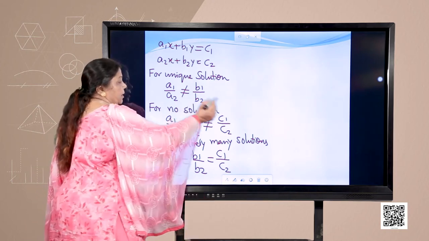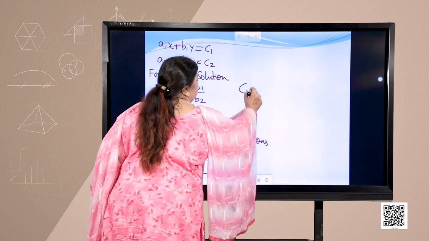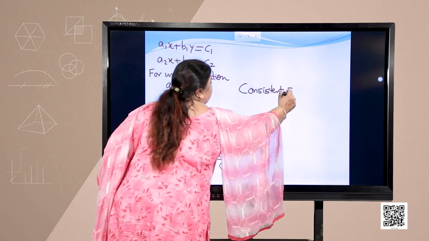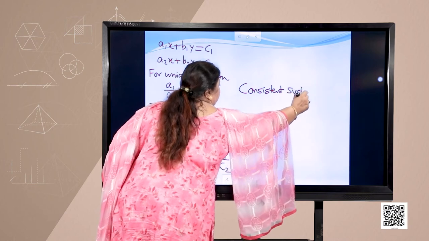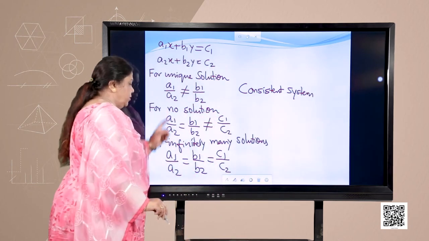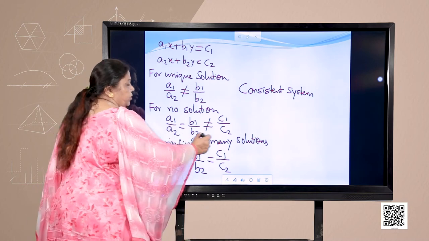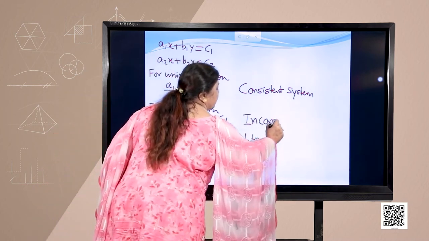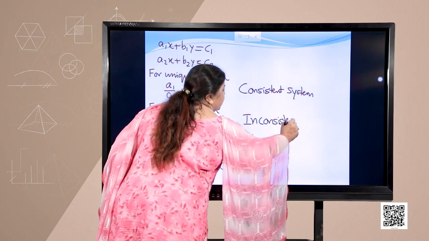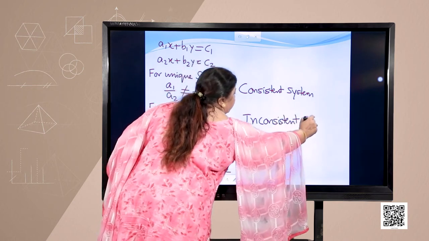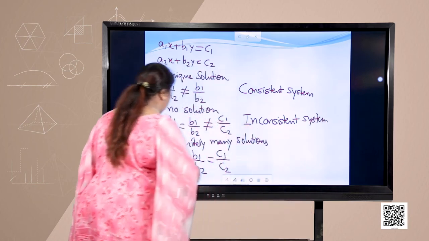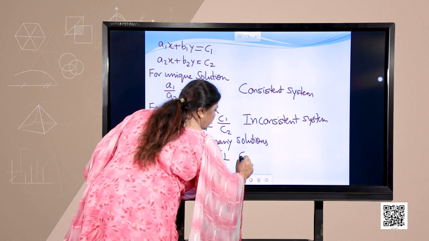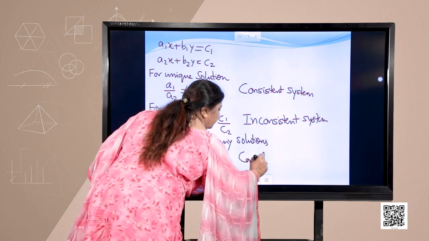In this case, we call the system a consistent system because it has a solution. Here for no solution, the system will be called an inconsistent system. For infinitely many solutions again, we call the system consistent.